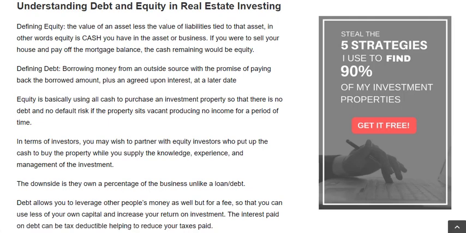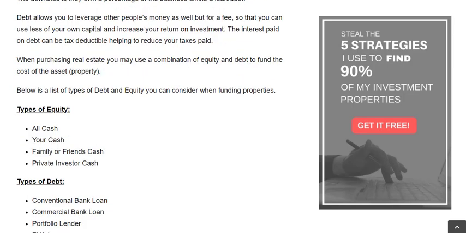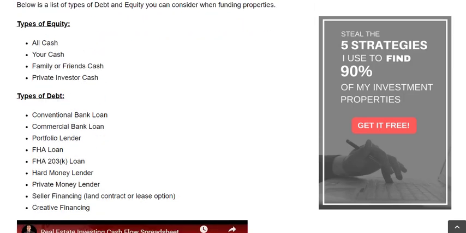Now, in terms of financing, let's go ahead and look at the different types. So with equity, again, you've got cash. We broke it down into 4 different topics. You've got all cash. That's your own cash. If you borrow family or friends' cash, perhaps they give you an interest-free loan, now you've got some cash you can use to buy the property, to put the down payment on the property.